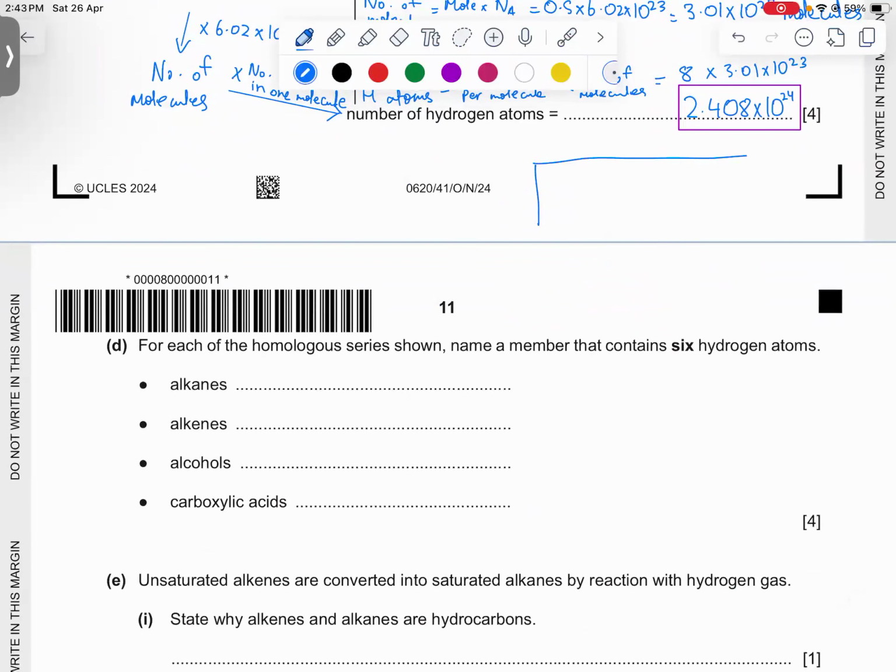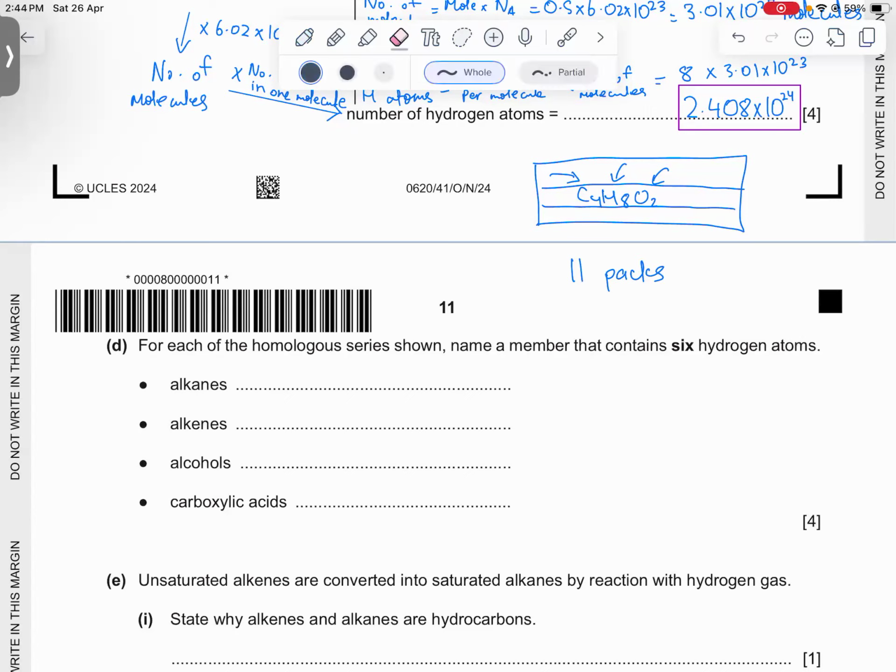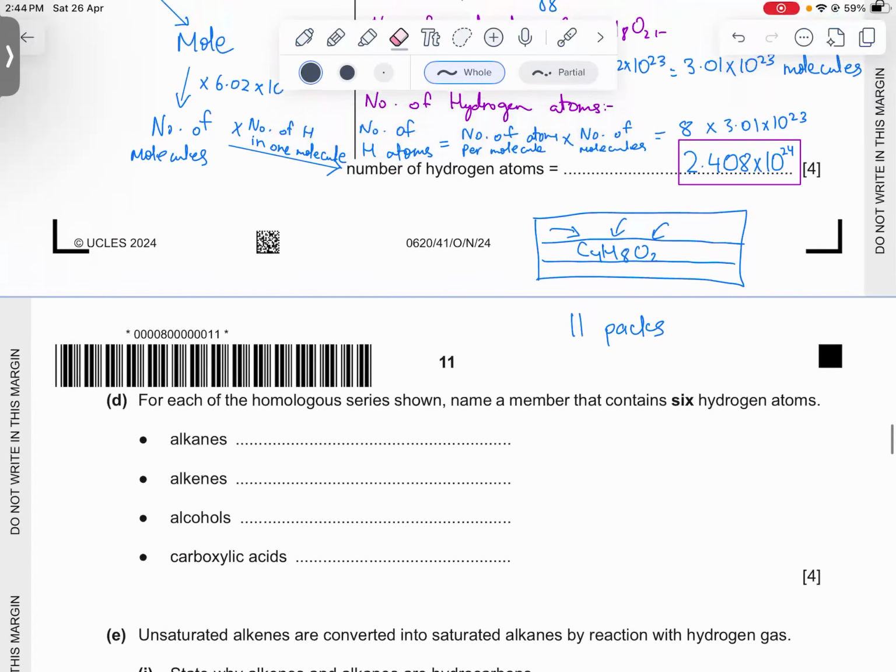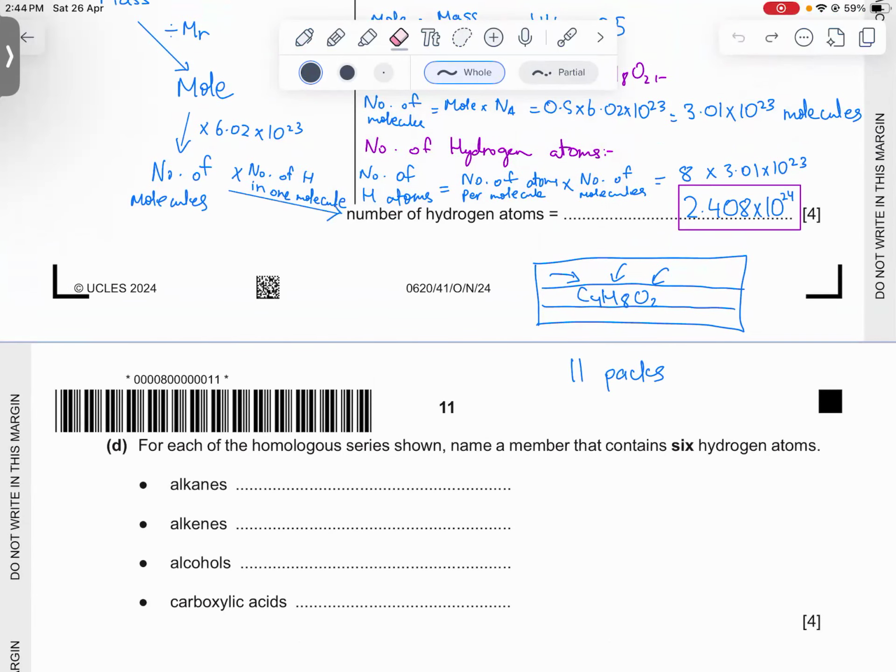I was saying, consider this: this is your branded C4H8O2, right? It is like a mixed fruit jelly. It contains 2 oxygen jellies, 8 hydrogen jellies, and 4 carbon jellies. Now you are asked how many hydrogen jellies are in 11 such packs? But it's not asking for 11, right? It's asking for one molecule. No, it's asking how many total hydrogens are there.